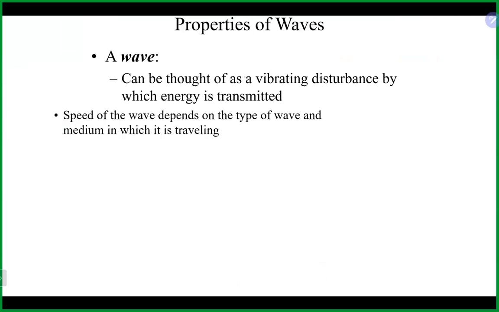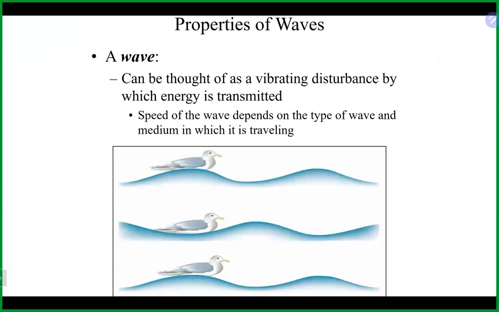So let's talk a little bit about some properties of waves. Waves can be thought of as a vibrating disturbance by which energy can be transmitted. So there we have a wave going through the bird. And obviously, if you've ever been in the ocean and got hit by a wave, it carries a pretty good punch sometimes, and it has a lot of energy associated with it. And that's how energy moves through space when we have these electrons transitioning.